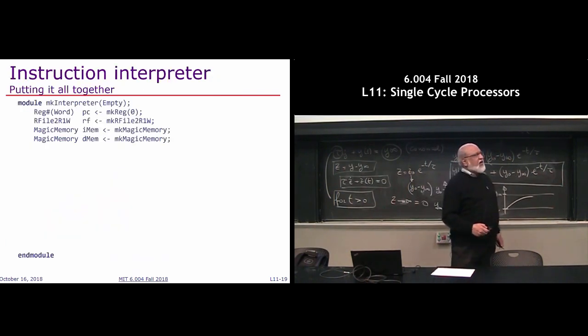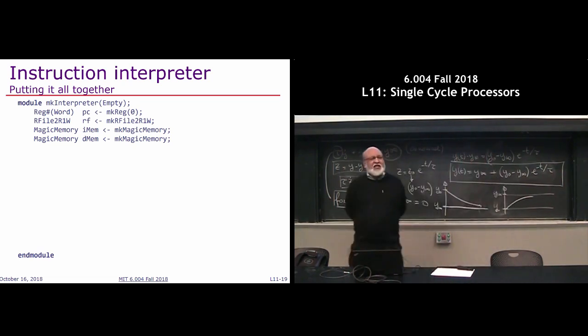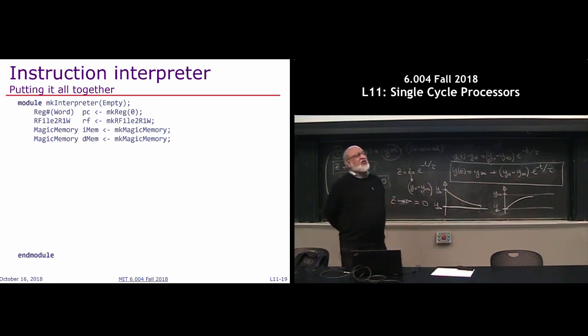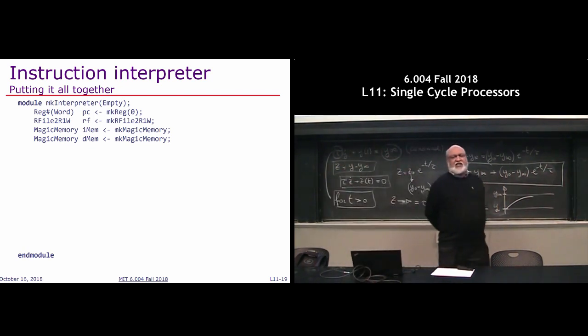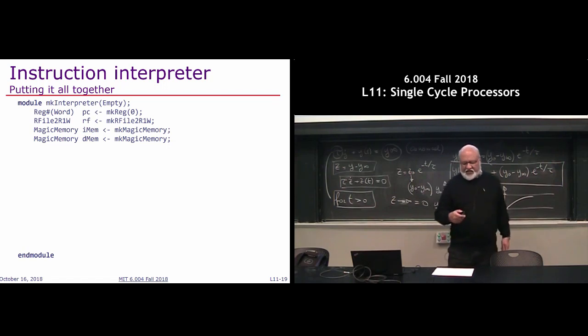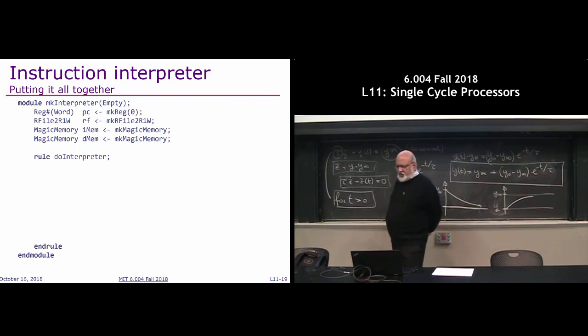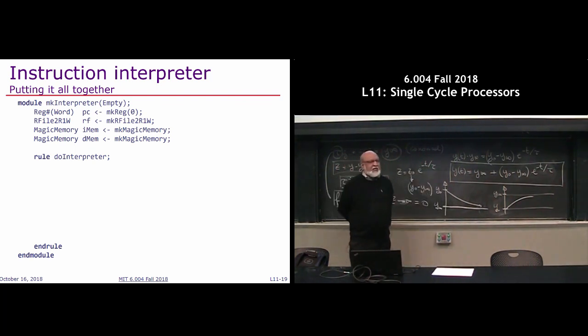So this is lab 5. Now we are on to business. We want to very quickly build our interpreter, putting it all together. This is a funny one, so let's ignore that its type is empty. It has no methods in it, but all the things are being instantiated over here. We have instantiated a PC, RF, IMEM, and DMEM. We have made all these things, and now we have to write a rule, which is the do interpreter.